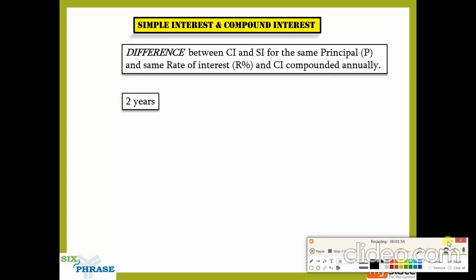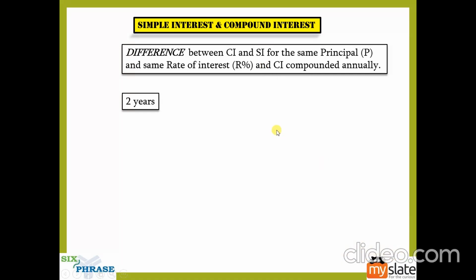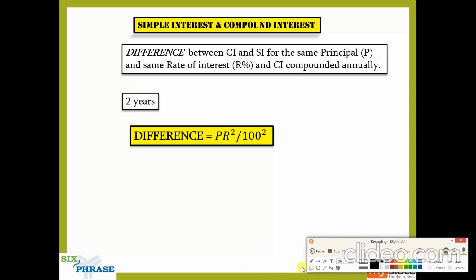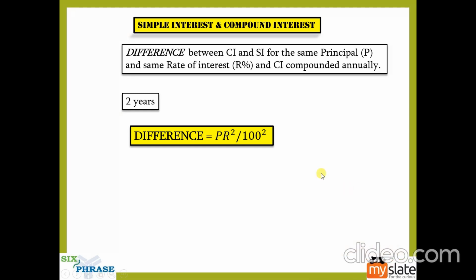So for 2 years, let us say they ask you to find the difference between compound interest and simple interest for the same principal and rate of interest for 2 years. The time period is 2 years. If that is the case, the difference formula is equal to PR squared by 100 squared. The difference formula is equal to PR squared by 100 squared. Sometimes in some questions, they'll give you the difference, and they'll ask you to find P, or they'll ask you to find R. Depending upon the question, you can use the same formula and then solve it. Now for 2 years, this is the formula.